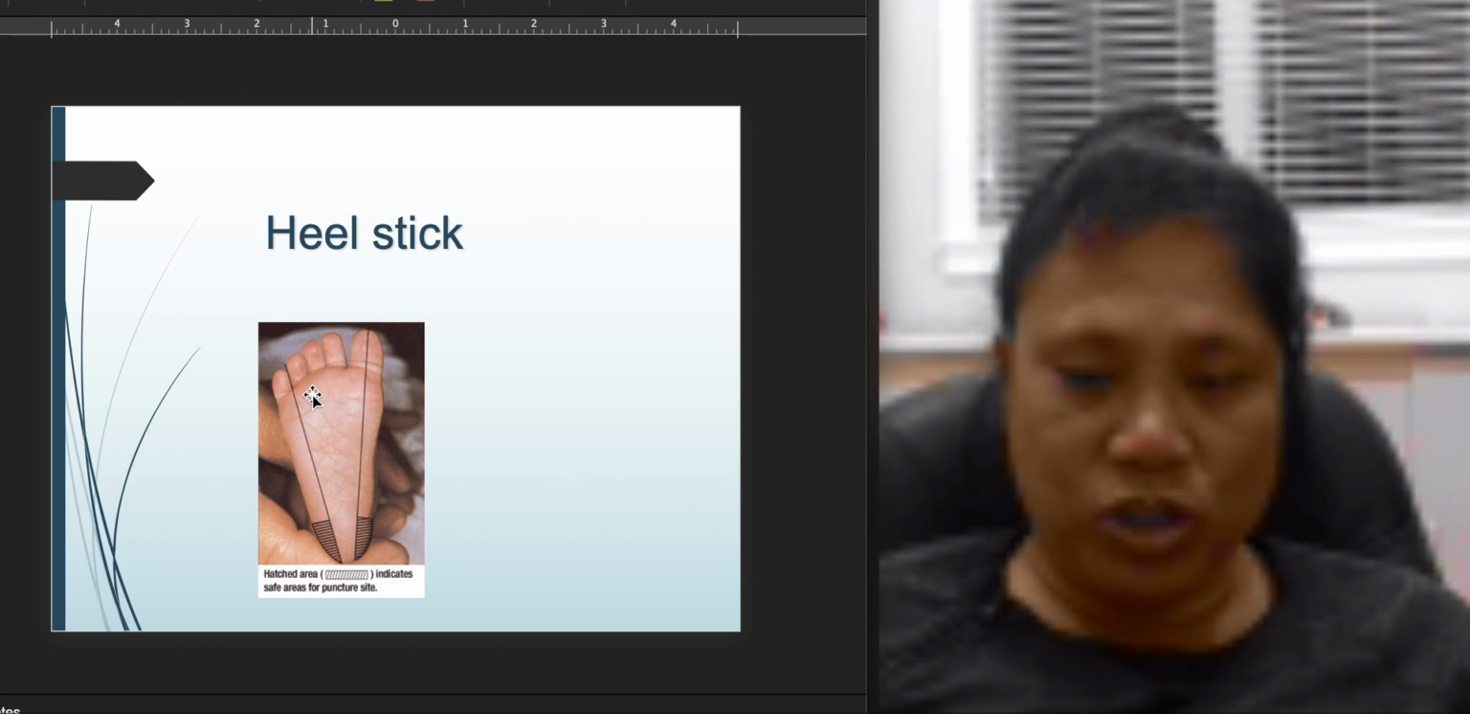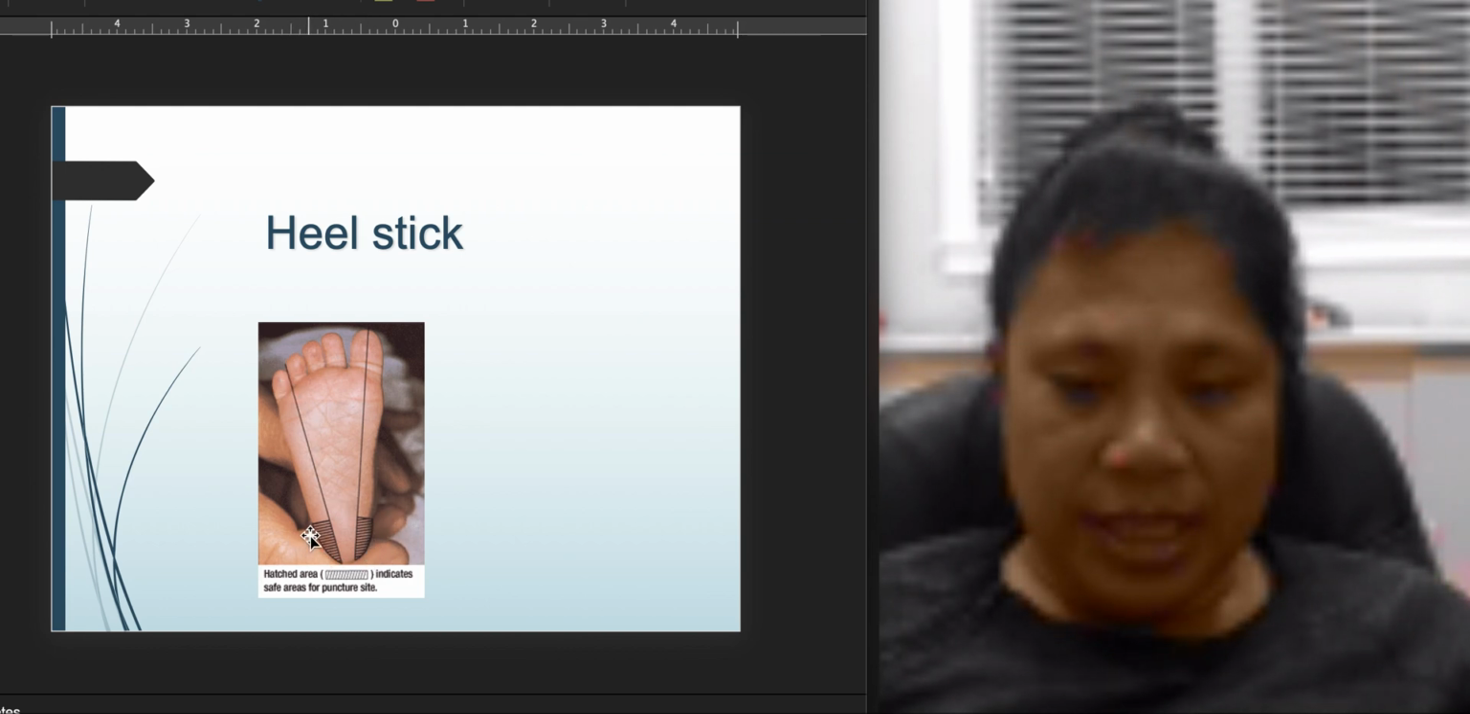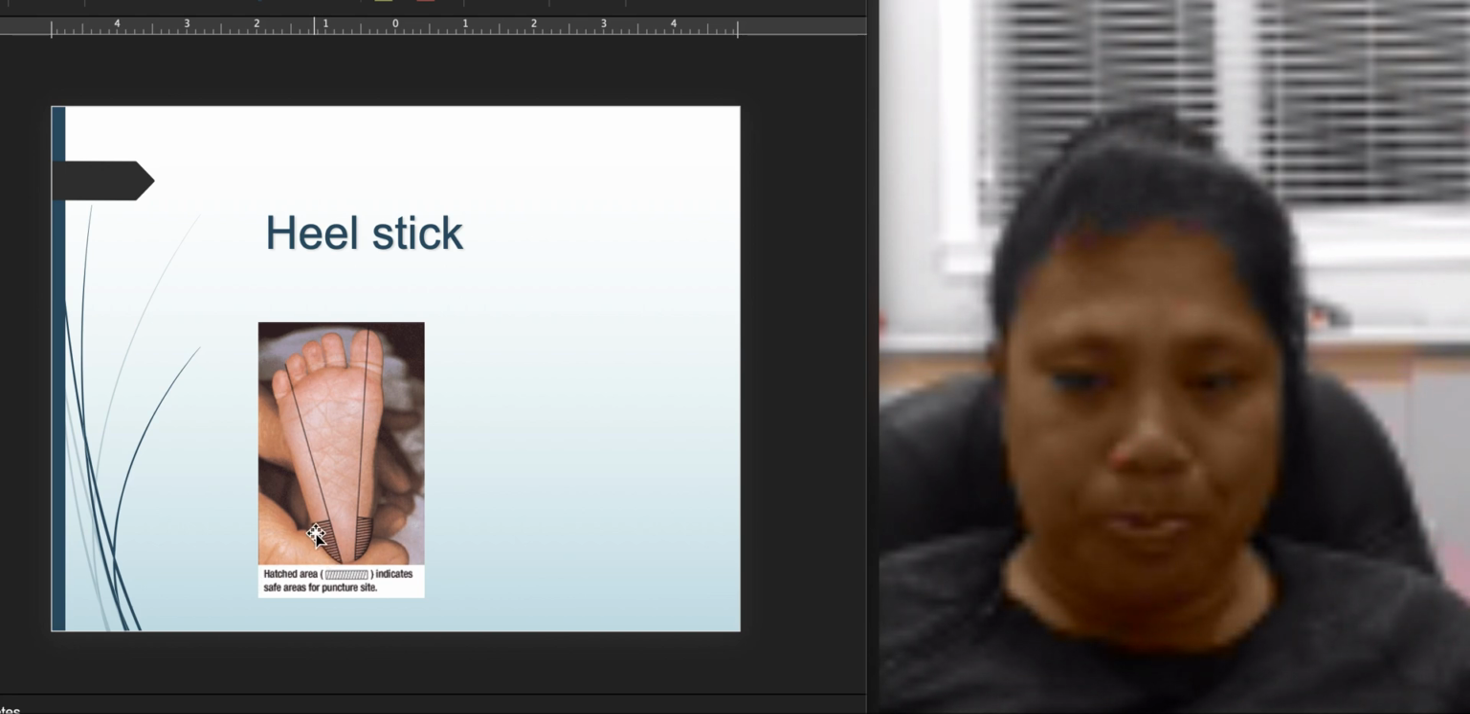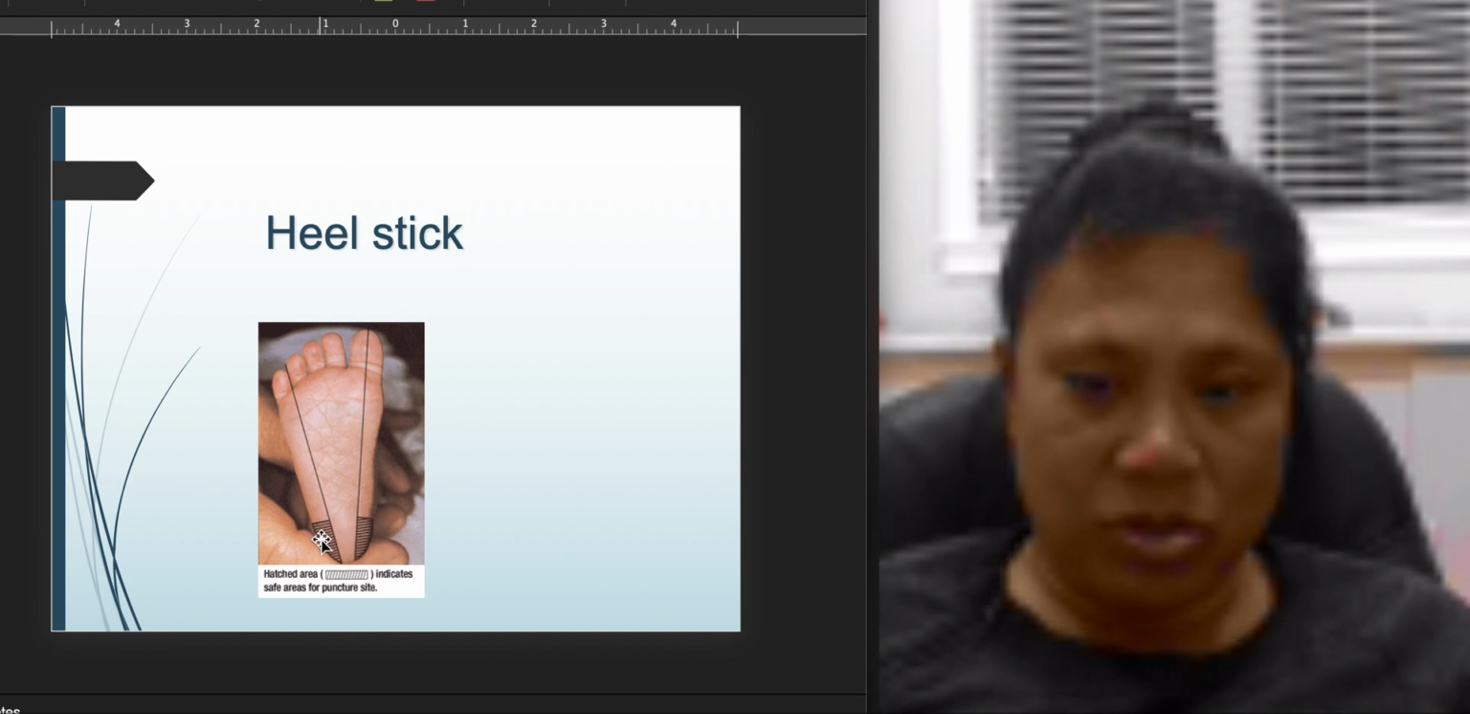On the next slide, I wanted to show you where you do the heel stick. In proportion, here's the foot. You see this line and these black marks here? It's at the bottom, but it's at the back of the foot. So these are the areas where you do the heel stick.